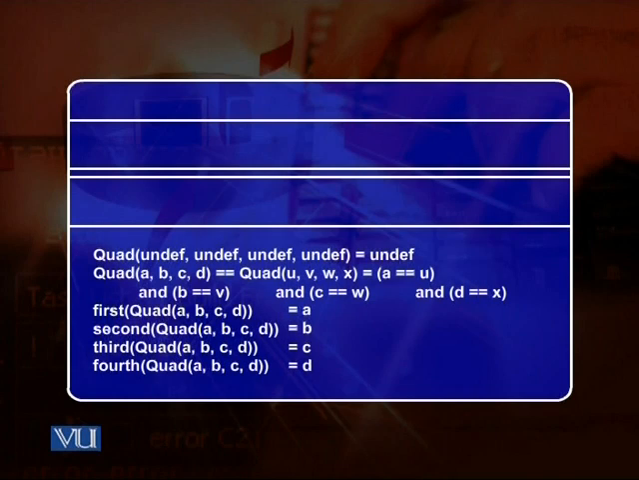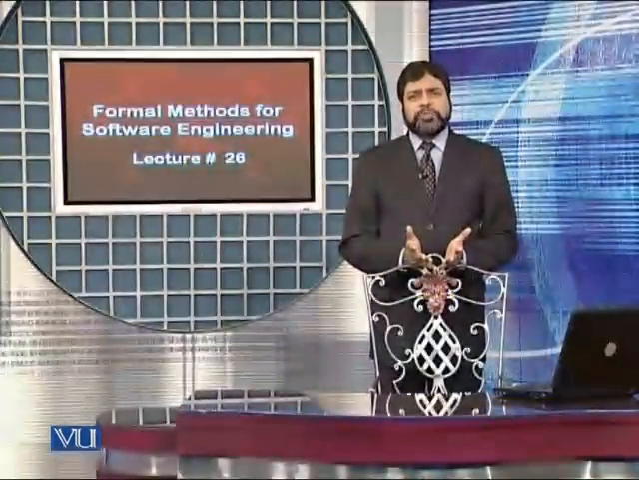Quad A, B, C, D is equal to quad U, V, W, X is true when A is equal to U, B is equal to V, C is equal to W, and D is equal to X. The first of quad A, B, C, and D is equal to A. The second of quad A, B, C, D is equal to B. The third of quad A, B, C, D is equal to C. And the fourth of quad A, B, C, D is equal to D. So, as you saw, there was nothing special about it.